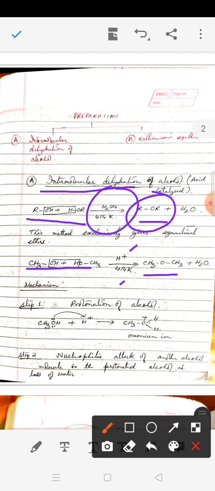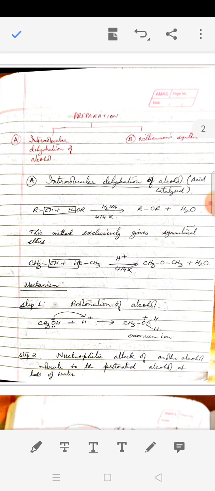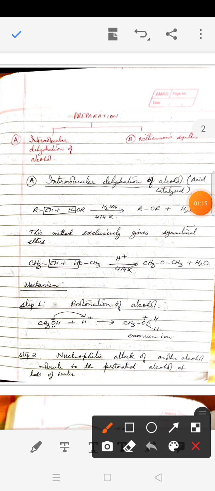Now we need to do the mechanism for this. So step 1 will be protonation of alcohol. Remember, proton means H plus and it is behaving as a catalyst. Now the speciality of a catalyst is after the reaction is over, the catalyst has to be made free. So here methanol is attacking the proton and it is forming an oxonium ion. Oxygen bearing positive charge, we call it oxonium ion.